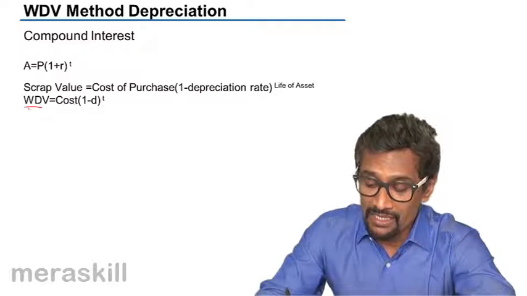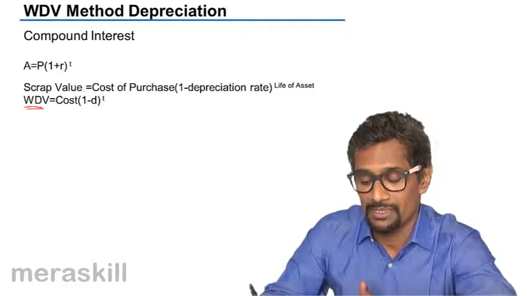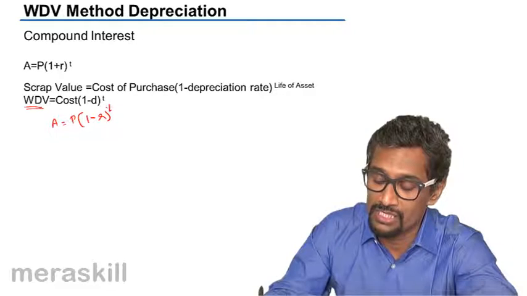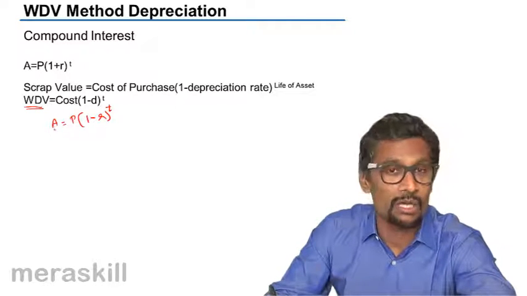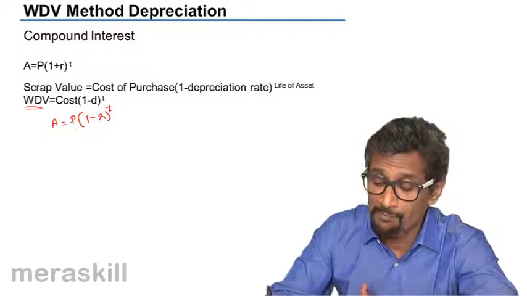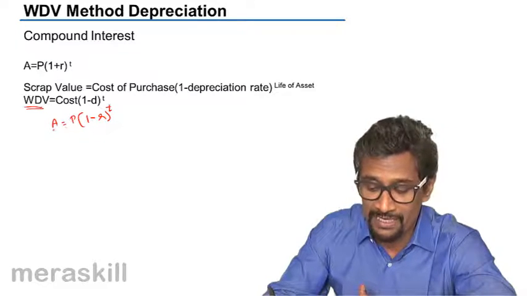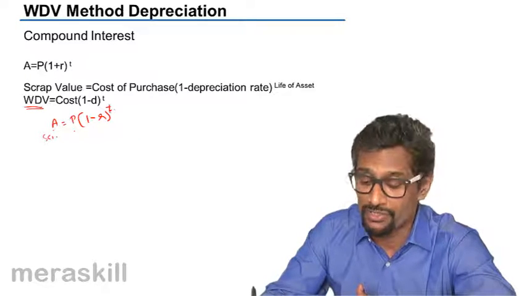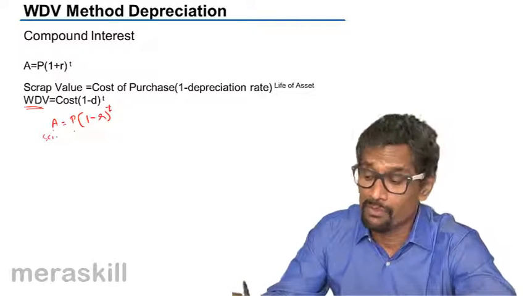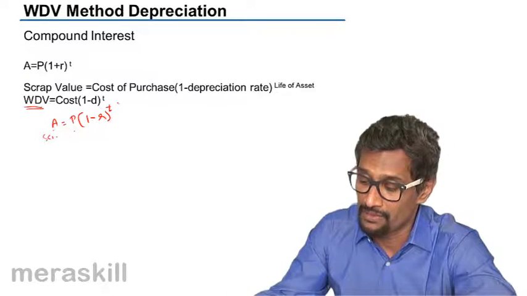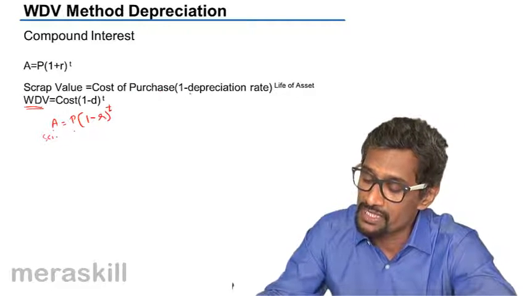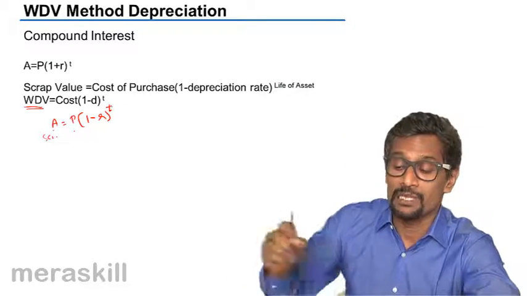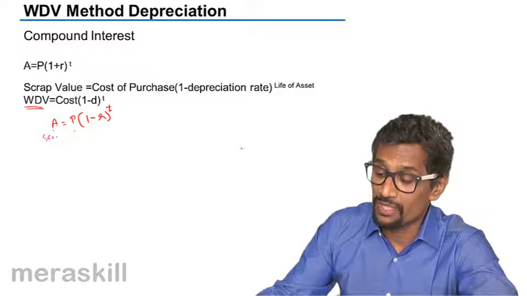And WDV will be equal to cost into 1 minus D. This is almost the same as telling A is equal to P into 1 minus R raised to T. Let's write the parameters: written down value, that is the value at the end of the period, what it costed, there is a scrap value here, this is the scrap value, and this is the original value, into 1 minus the depreciation raised to the number of years, or the life of that particular thing, which is the cost of purchase into 1 minus depreciation rate raised to life of asset. So this is as per the WDV method how we can calculate the depreciation.